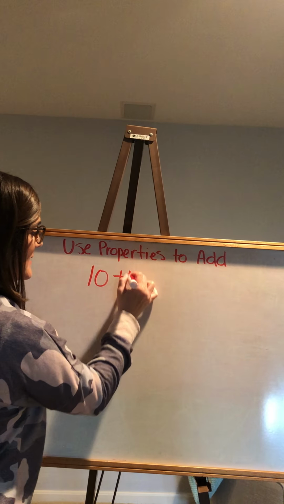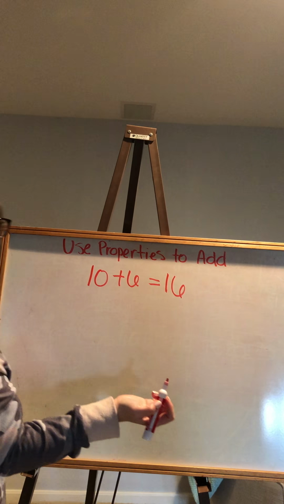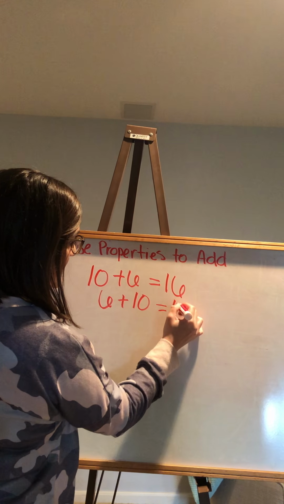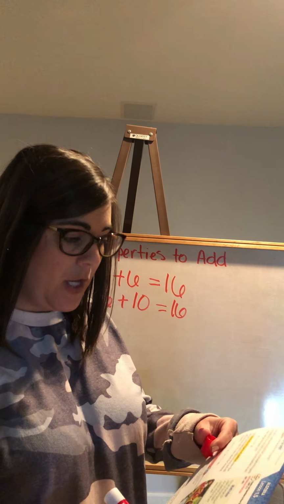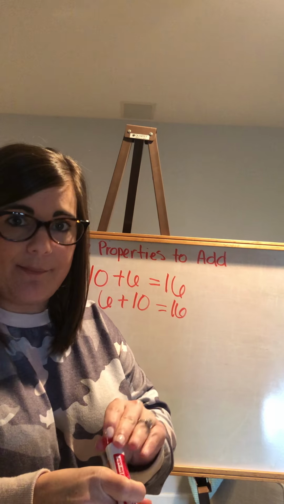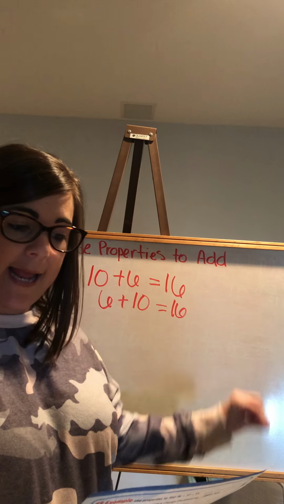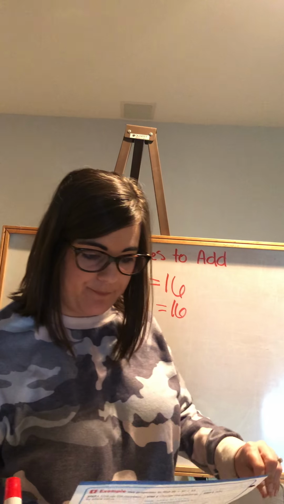So if you had 10 plus 6 equals 16, it would be the same as 6 plus 10 equals 16. That is the commutative property, okay? You guys know that. You may have not known the name, but this right here is the commutative property, where you can add two or more numbers in any order and get the same sum, okay?